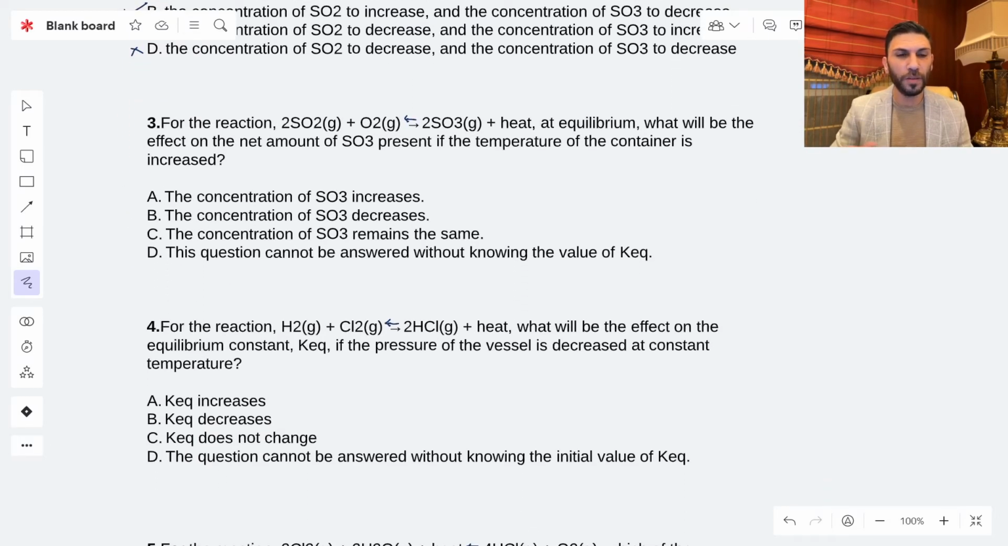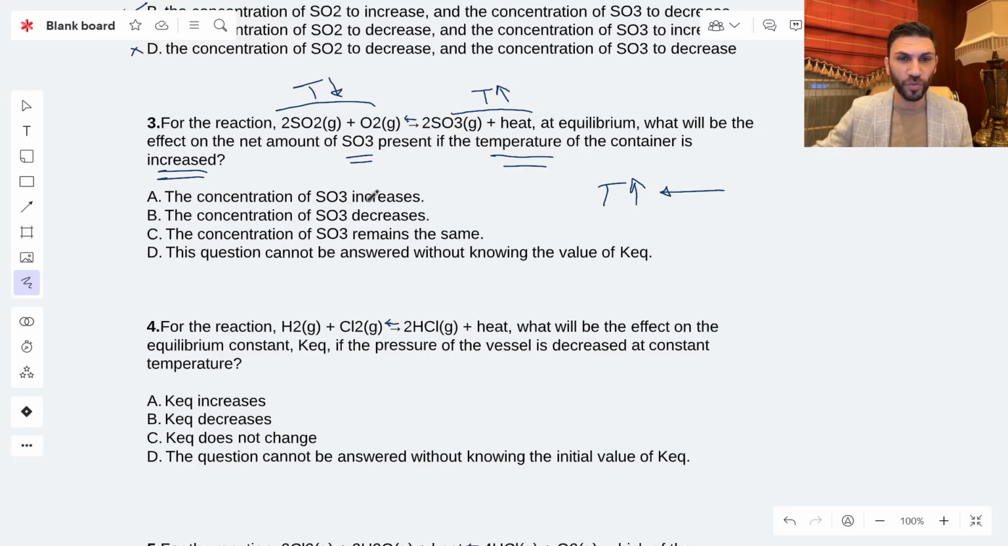Number three, for the reaction 2SO2 plus O2 yields to reversible reaction 2SO3 plus heat at equilibrium. What will be the effect of the net amount of SO3 present if the temperature of the container is increased? As you can see, the heat is with the product. That means the temperature here is high and the temperature in the reactant is low. Now, increasing the temperature, raising up the temperature, it will shift to where the temperature is lower, so it will go to the left where the reactants are.